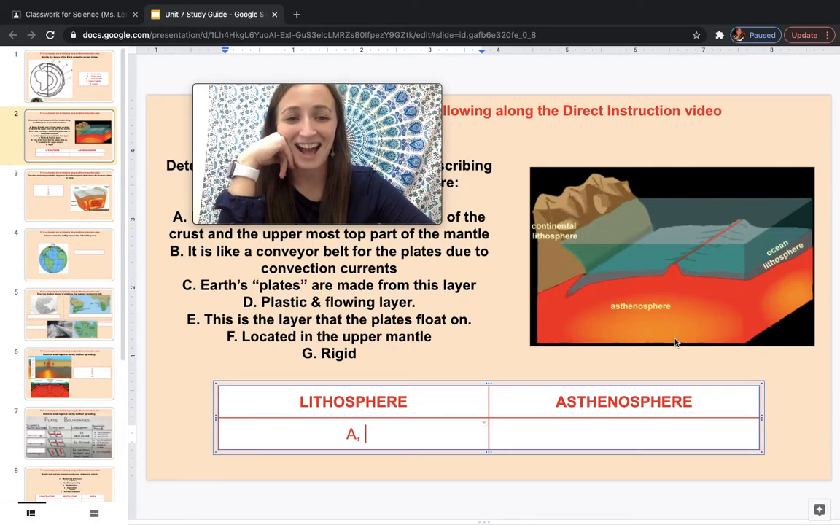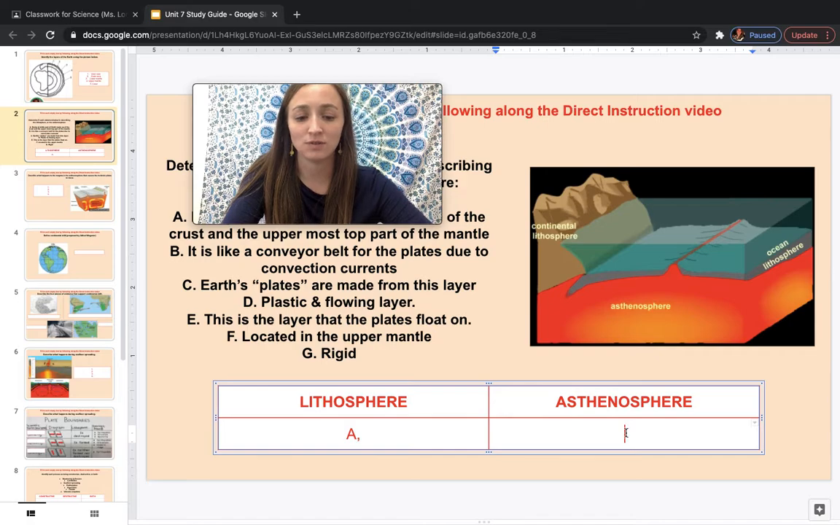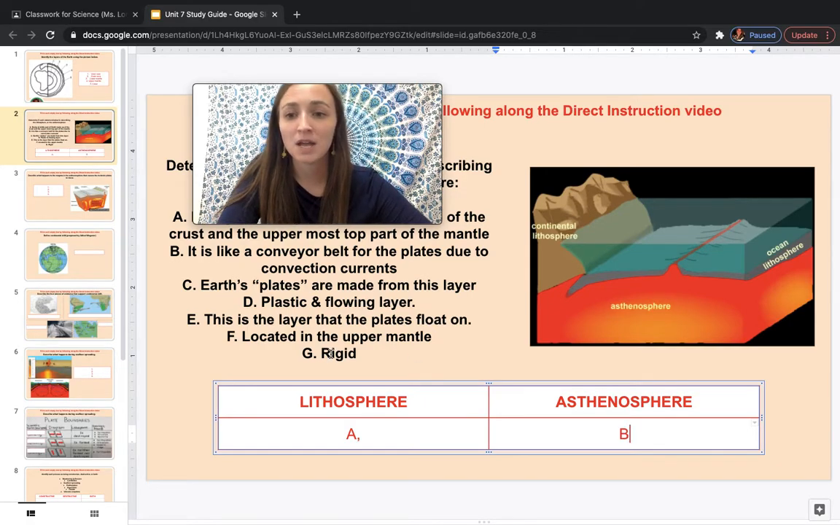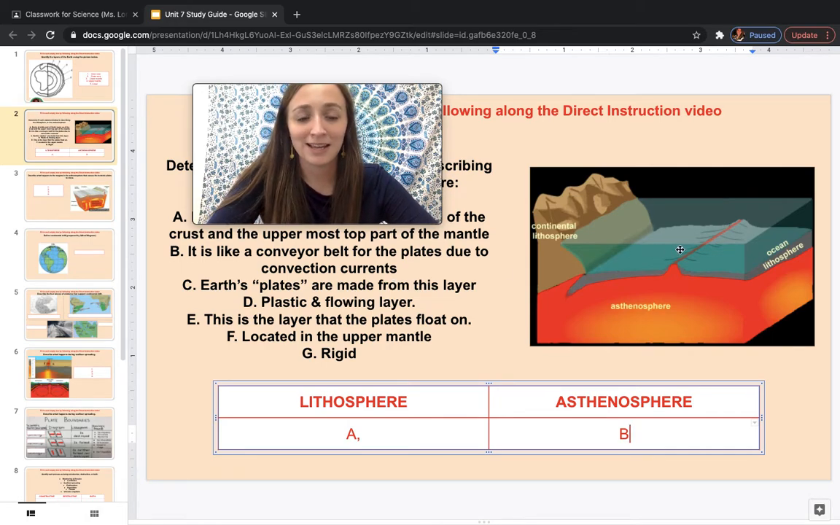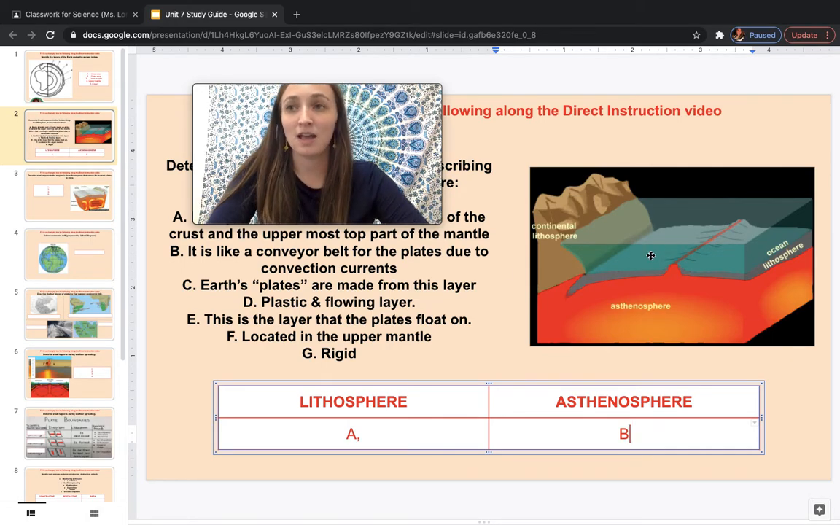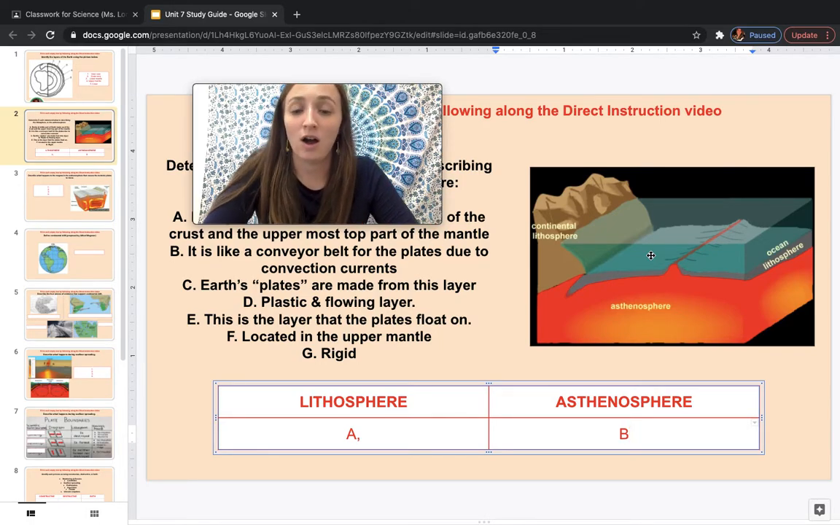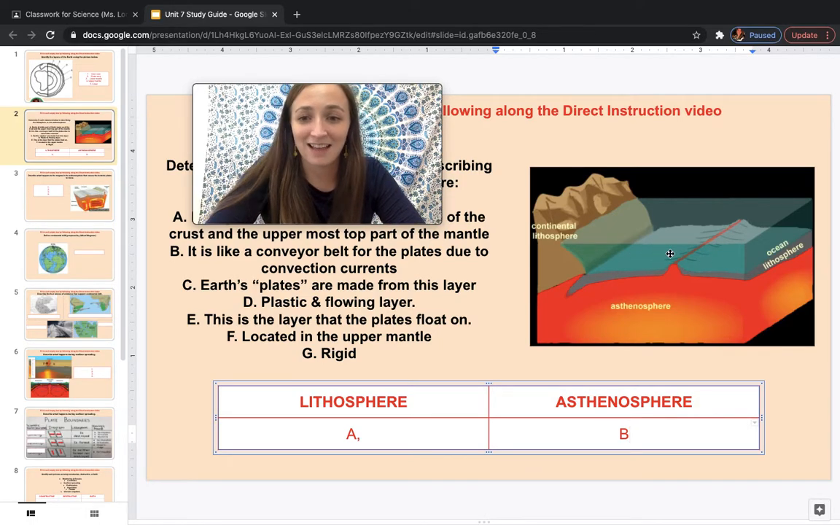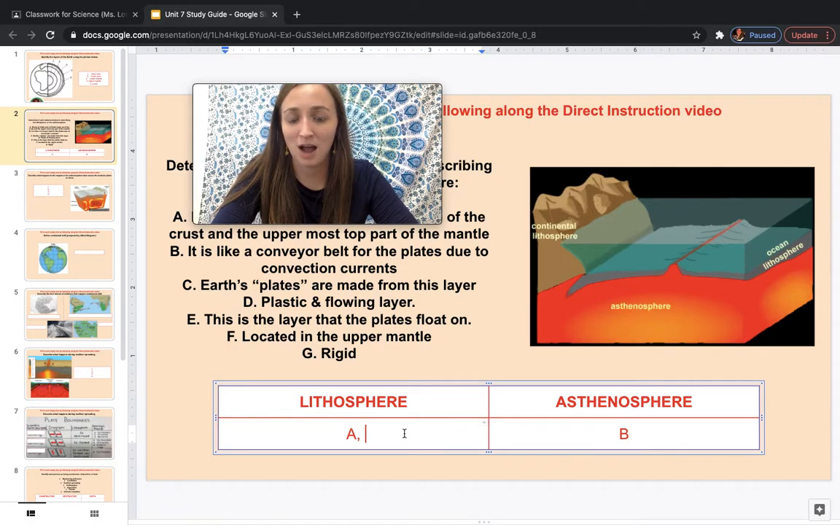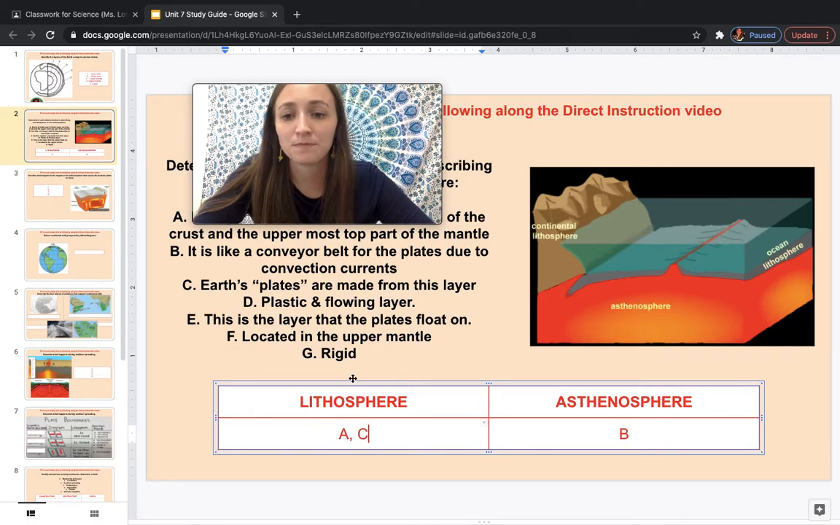So the part that's actually working as a conveyor belt, the part that has those convection currents, that is your asthenosphere. Okay. C says Earth's plates are made from this layer. So again, those tectonic plates, the part that we are standing on, or those continents that are placed on, those are going to be in that lithosphere, because again, that is the top layer.